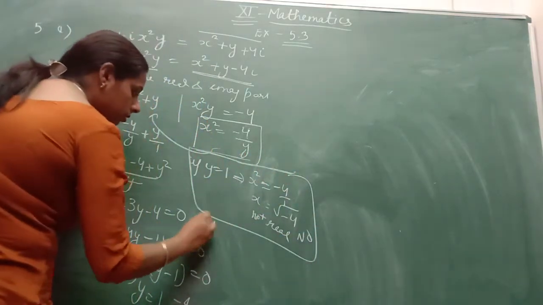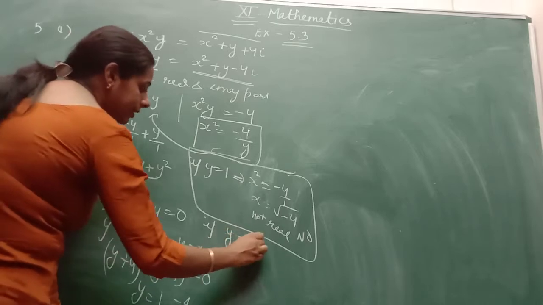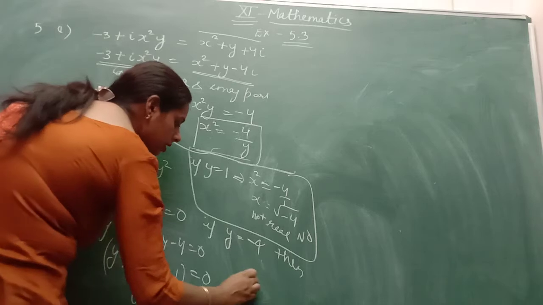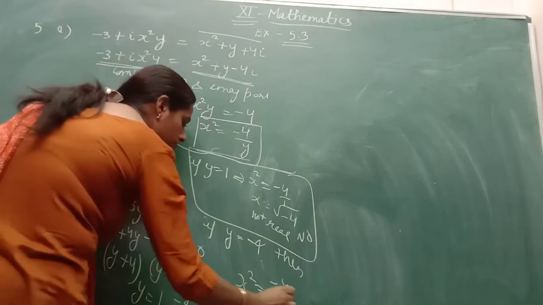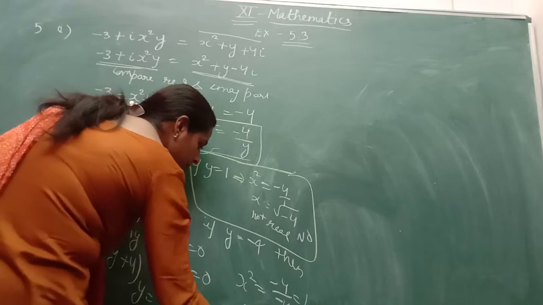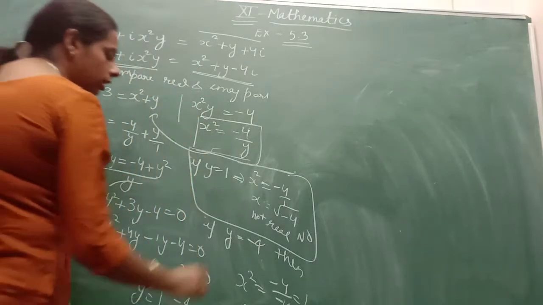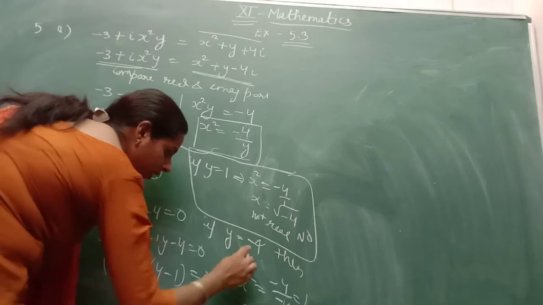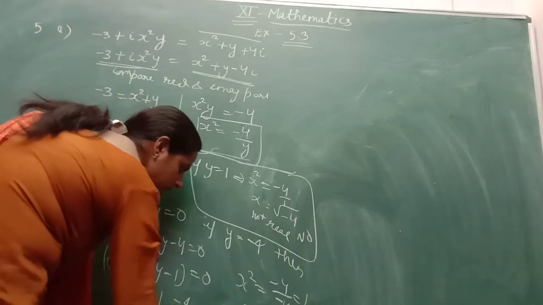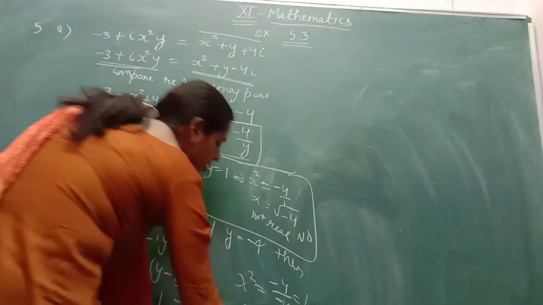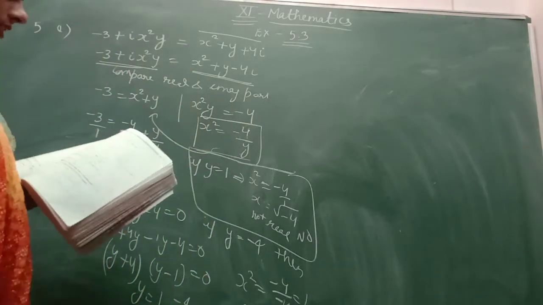If you put y equal to minus 4, then x square is equal to minus 4 by minus 4, that is 1. So the value of x is plus minus 1. So two answers are possible. If x is minus 1, then y is minus 4. If x is plus 1, then y is minus 4. So these are the two possible answers of x and y for this question.